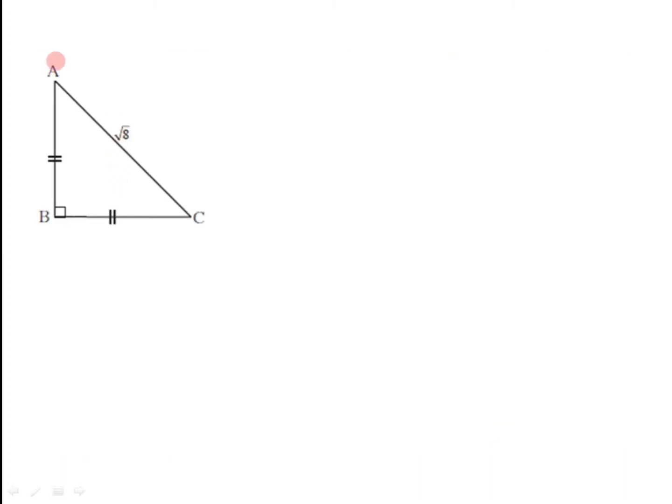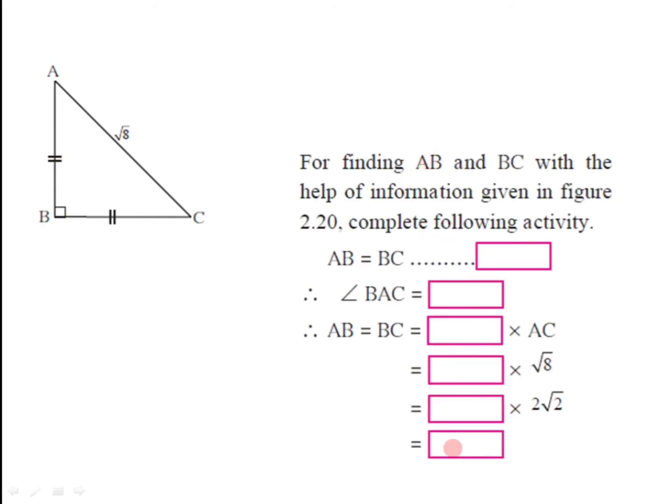Let us have the next question. The diagram is given and based on that we have to complete this activity. There is a triangle ABC given whose sides AB and BC are congruent, which are shown in the diagram. The length of segment AC, which is the hypotenuse for this triangle, is root 8 units, and from that we have to complete this activity.